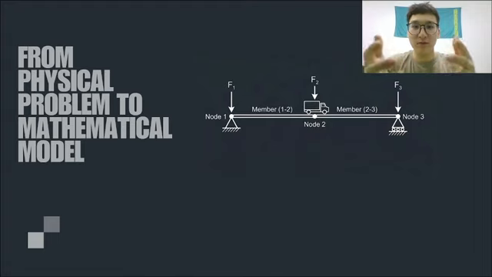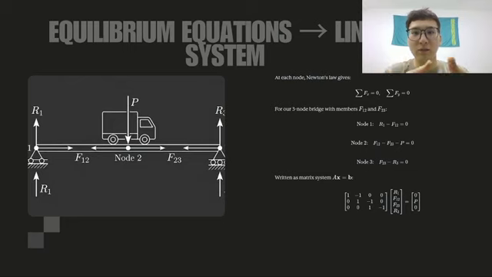To answer this question, we will set up the equilibrium equations at every node, and that gives us a linear system. At every node, the sum of forces must equal 0. That's Newton's first law. This gives us one equation per direction per node. For our 3-node bridge, we get 3 equations with 4 unknowns, 2 reactions and 2 internal forces. We write this as a matrix equation. A times x equals b.